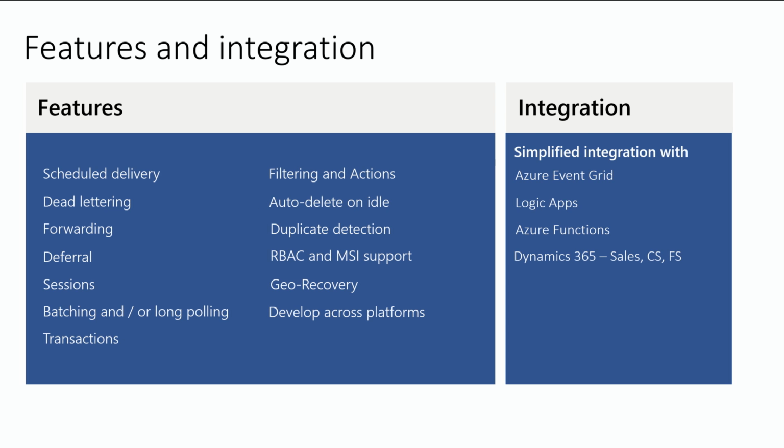Batching and long polling. We talked before, as Clemens mentioned, that Event Grid, for example, allows you to do pushing instead of polling. So the treatments there for Service Bus are two. We integrate with Event Grid. And the second one is we allow you to do long polling. So you open a connection to the broker.